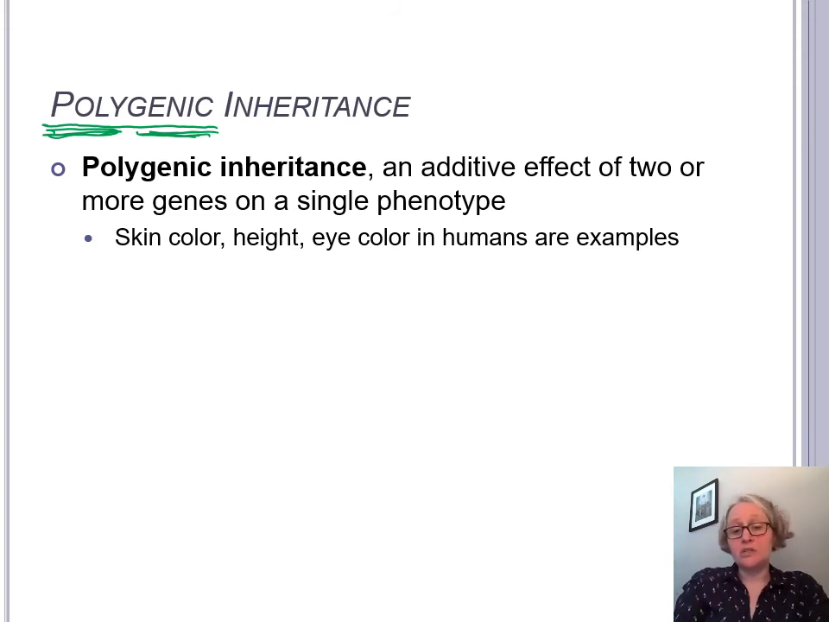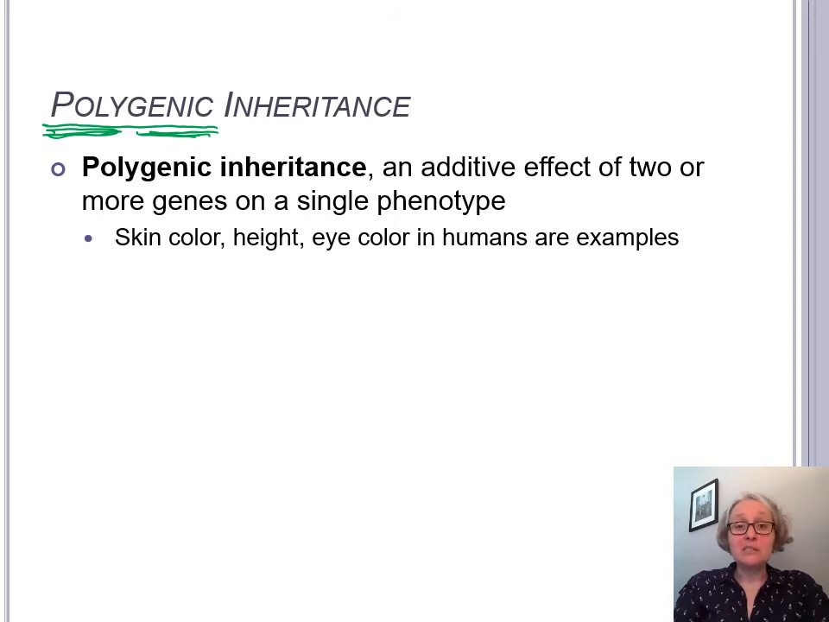Most human characteristics that you would have questions about turn out to be polygenically inherited. So when we talk about your skin tone or your height or your eye color or whether or not you're going to have cancer or whether or not you're going to get heart attacks, all of those are the result of lots and lots of genes influencing that single trait.